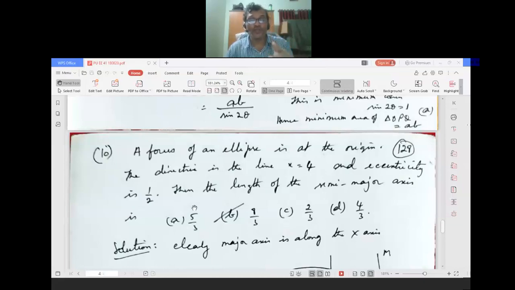So the focus of an ellipse is at the origin, the directrix is the line x equals 4, and the eccentricity is half. Then the length of the semi-major axis, so horizontal, that is the major axis 2a. We have to find the value of a. First option 5 by 3, second option 8 by 3, third option 2 by 3 and fourth option 4 by 3. So I hope you read the question and understood it.